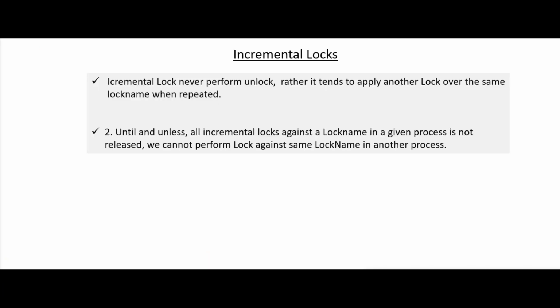So what we have understood from this is that an incremental lock never performs unlock. Rather, it tends to apply another lock over the same lock name when repeated. Until and unless all incremental locks against a lock name in a given process are released, we cannot perform a lock against the same lock name in another process. If you still have confusion on this, press the pause button and just work out the same example in your terminal.